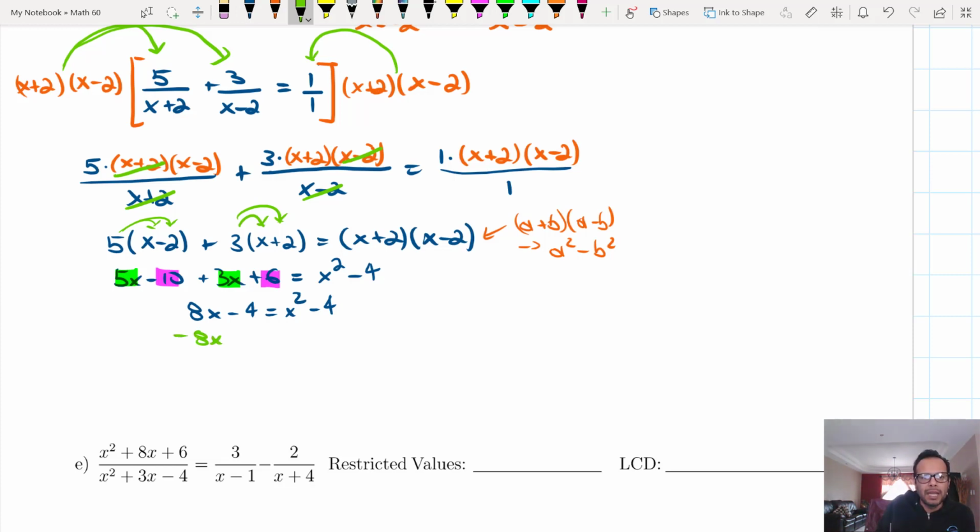So let's move everything to one side of the equation. Notice how this 8x goes away and how this negative 4 cancels with positive 4. All right, on the right hand side of the equation, notice how this negative 4 cancels this positive 4, leaving us with a 0 on the left hand side and x squared minus 8x on the right hand side.